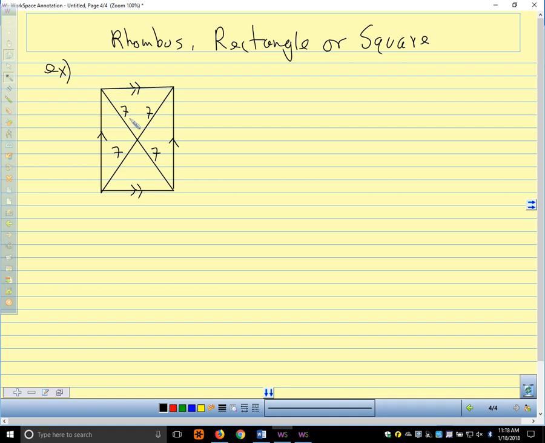Well, what are these numbers telling us about? They're telling us something about the diagonals. So what's this whole diagonal? 14. What's that whole diagonal? 14. They're congruent. What does that tell us about the parallelogram? It's a rectangle. It could be a square if all the sides are the same, but we don't know the lengths of the sides. So I'm saying diagonals congruent, so it's a rectangle.